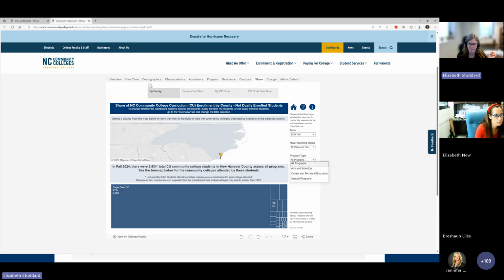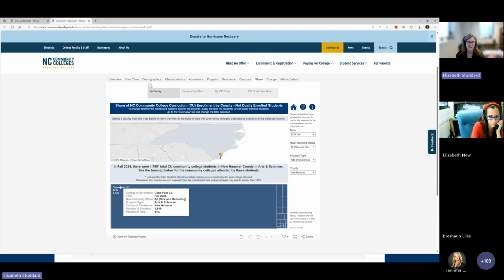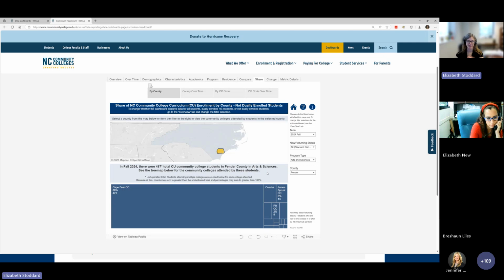You can filter this down by the program type as well. So if we just wanted to see all of the community college students who were enrolled in an arts and sciences program who reside in New Hanover County, 94% of them ended up going to Cape Fear. If we go back to Pender County and look at those same parameters, so non-dually enrolled community college students enrolled in arts and sciences who live in Pender County, about 86% of them went to Cape Fear.